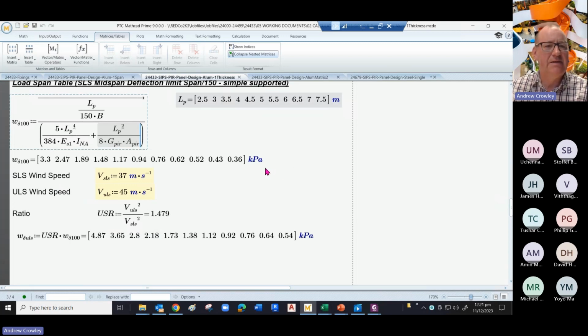So that's for serviceability, but we want to turn those into ultimate limit state loads. So we use a USR, that's an ultimate to service ratio. In this case, it's the square of the wind speeds, because remember, wind pressure is proportional to the square of the wind speed, and it pops out as 1.479. This, of course, will vary depending on what region you've got. And now the new wind code has made it a little bit more complicated by having different ratios in different wind zones. For the purpose of this exercise, we'll just happily use the 1.479. So we pop out with an ultimate deflection limit at 4.87. So this is the load which will cause a 2.5 meter span panel to fail in deflection.